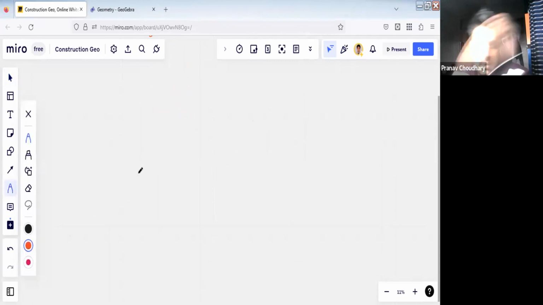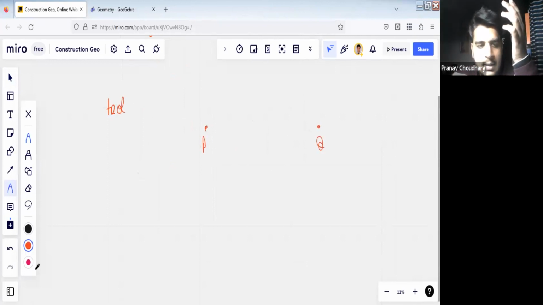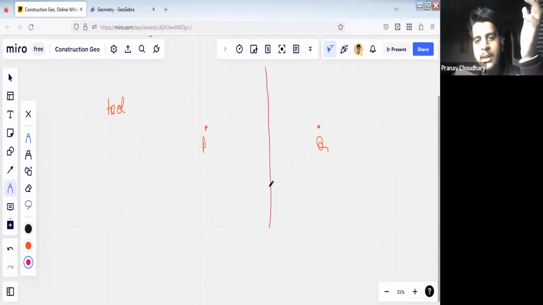So suppose you have a tool. What it does is you have 2 points, P and Q. It will construct the perpendicular bisector of these 2 points. This is what it does. And this perpendicular bisector extends infinitely, as long as you want. But you cannot mark any length on it or something.